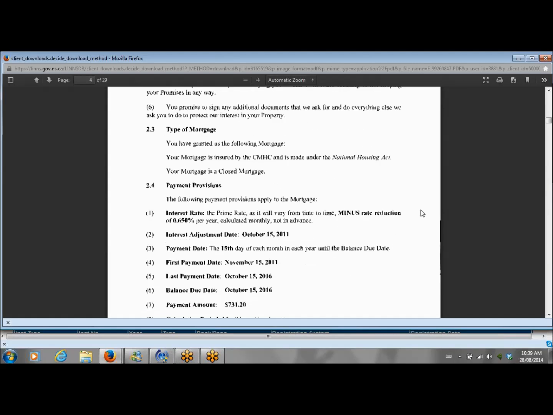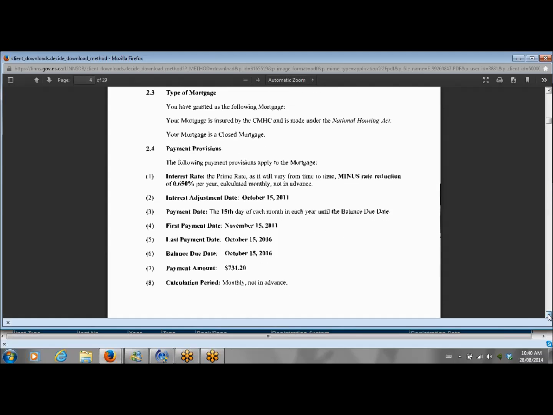So here we see, number one, it's very clear that there's CMHC in there, so you already know, ballpark, what they put down. It shows me my interest rate. Now you can all just cry at my lovely interest rate. Interest rate is prime minus 0.65. Wow. Isn't that a great rate? It shows me when I took possession, the first payment, the last payment, and the monthly amount so that I can then do calculations for a client.